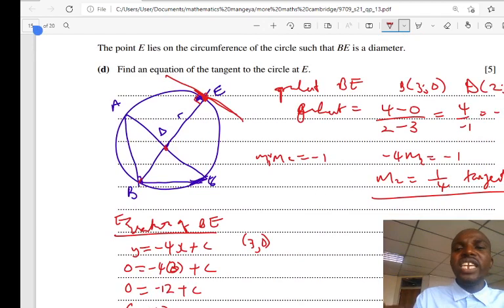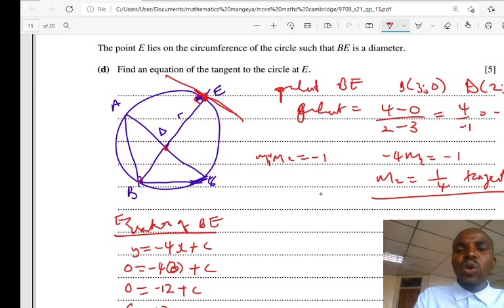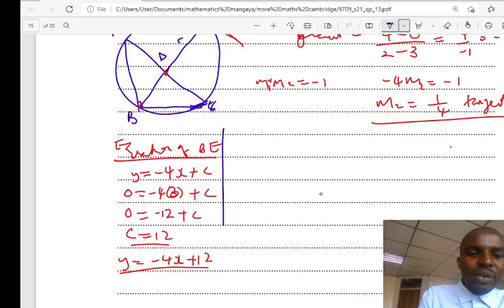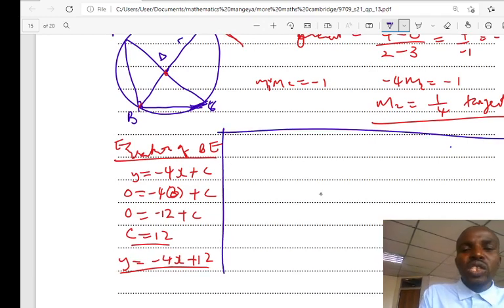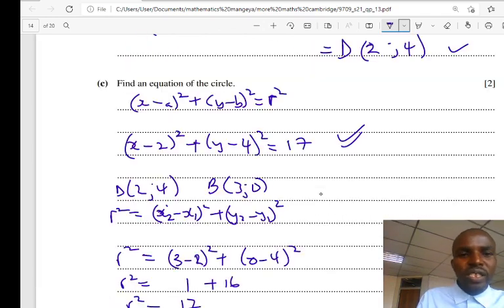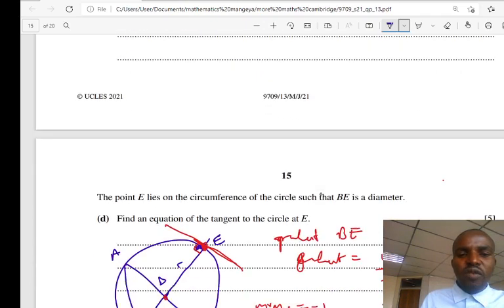Now we want to find the coordinates of point E. What we do is we consider this equation of the line and the equation of the circle. So we say y is equal to this one. This one is equation 1. Then you go up to the equation of the circle. The equation of the circle was up here. It is this one: (x minus 2) squared plus (y minus 4) squared.